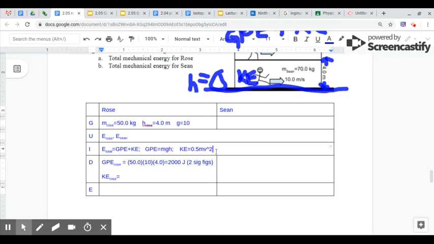All right. So for her KE, we're going to put 0.5 times her mass, which is 50.0, times her speed, which is 4.0, squared. Again, we're not going to use sig figs on a half. We're just going to use the 50 and the 4 for sig figs. So what we should get is 400. Again, 400 joules.